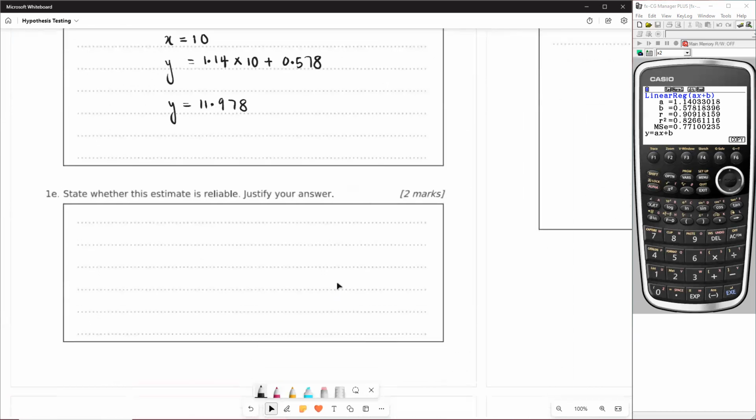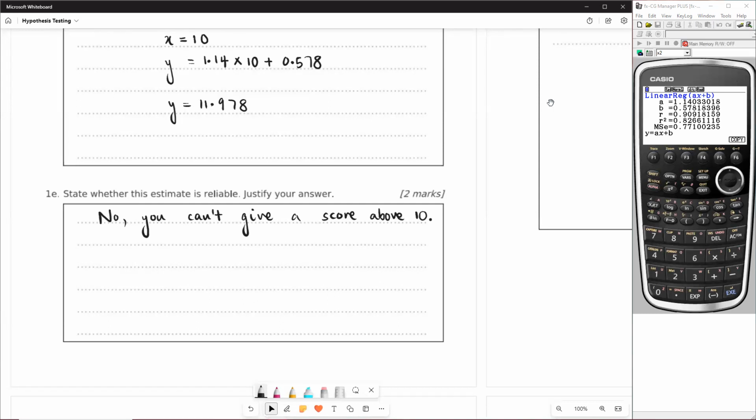State whether this estimate is reliable, justify your answer. It's not. You can't give a score above 10. So the score that they're estimating is out of the bounds of the question. So that can be a reason. Anything that just states the fact that you can't give a score above 10, right? The highest you can rate a person in this question is 10. Can't rate them 12 as it says here.